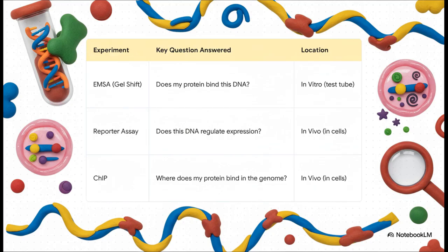So think of it like this. EMSA is your simple, in a test tube, yes or no question about binding. Does it stick? A reporter assay takes us inside the cell, in vivo, and tells us about function. Is this DNA sequence an on switch or an off switch? And ChIP, which is also in vivo, is all about location. Where in the whole giant genome is my protein actually sitting?